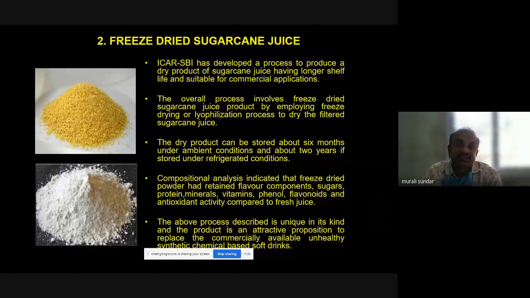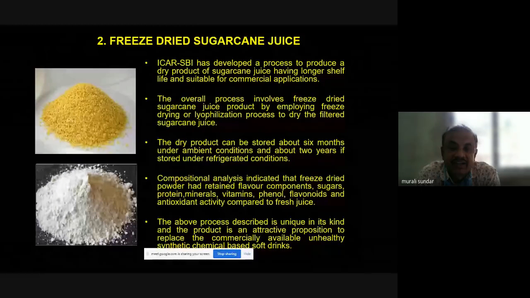The second technology is freeze-dried sugarcane juice. Normally we get sugarcane juice on the roadside, but it is not clean, and it is not produced in a clean process. Though we have sugarcane juice throughout the country, throughout the year, clean juice is the need of the hour.